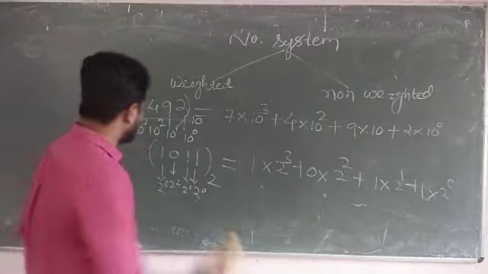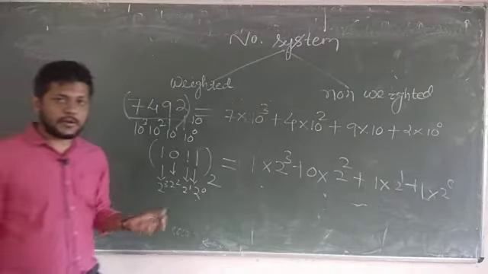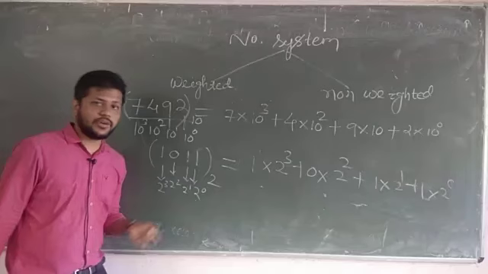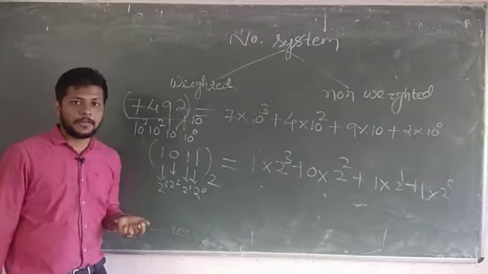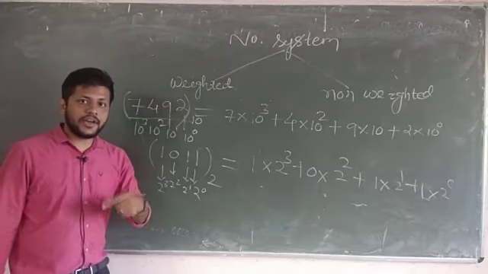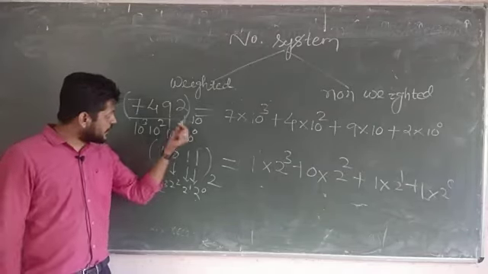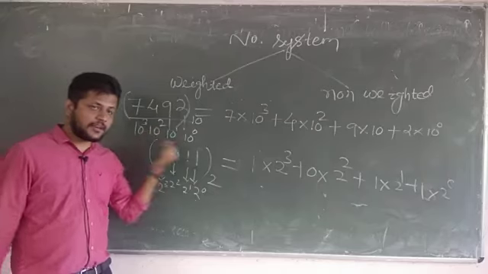So first we will study the weighted number system. I think you have cleared about it. Weighted means each position having its weight. And what is the weight? You can write it from right to left.